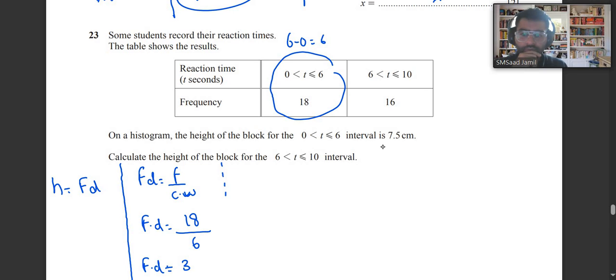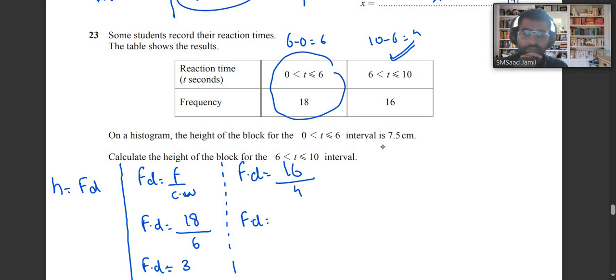Now we will find the frequency density for this section. Frequency density is equal to frequency, which is 16, upon class width, which is 4. 10 minus 6 is equal to 4. So frequency density over here is equal to, how much is it? 4.